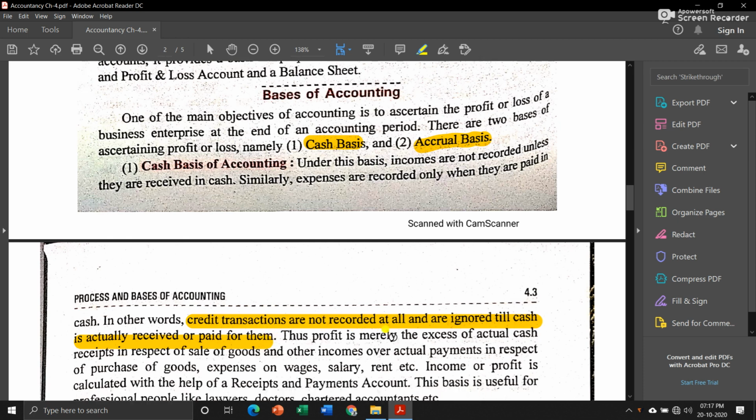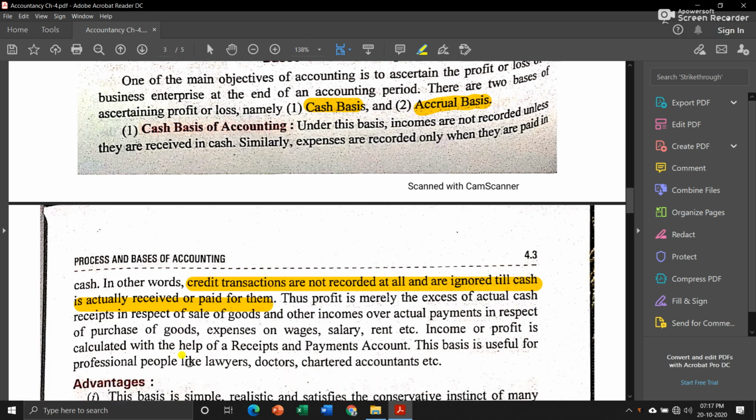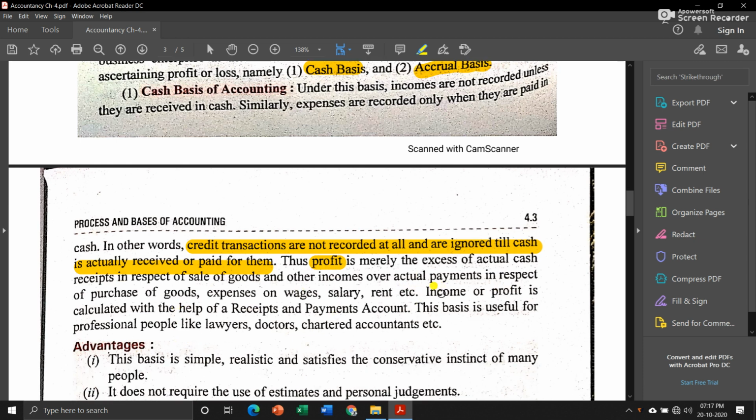So profit is merely the excess of actual cash receipts in respect of sale of goods and other incomes over actual payments in respect of purchase of goods. Now in this kind of accounting, profit amount is nothing but excess of receipt over your payment. Income or profit is calculated with the help of a receipt and payments account. Now receipt and payments account is there, you will prepare that, and after closing that account only you will be able to see whether you have income or loss.